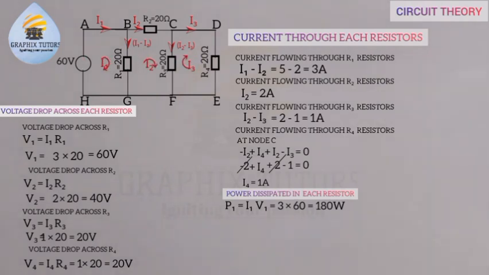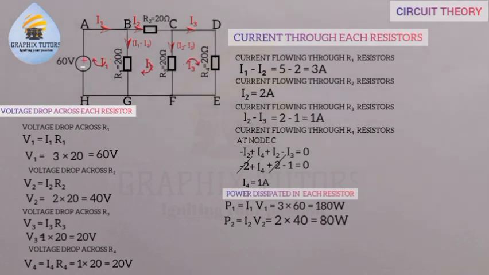The next one is P2, which will give you I2 V2. The current flowing through the R2 ohms has a voltage drop of what? V2, which is given as 40, right? So V2 is 40, so P2 will now give us what? 2 times 40, and that gives us 80 watts.